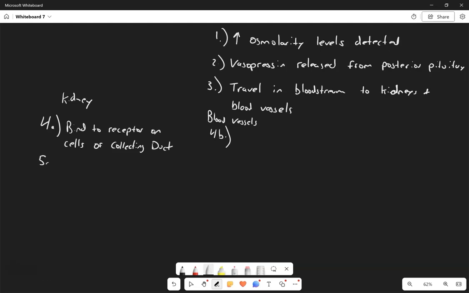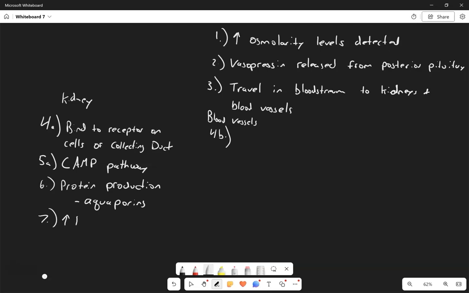It is going to use the cyclic AMP pathway. Why is it going to use the cyclic AMP pathway? Because it's going to result in protein production, and that protein is going to be the aquaporin channels. Those aquaporins are going to embed in the cell membrane, and it's going to result in an increase in water retention. We're going to retain more water, and if we retain more water, that will bring our osmolarity down.